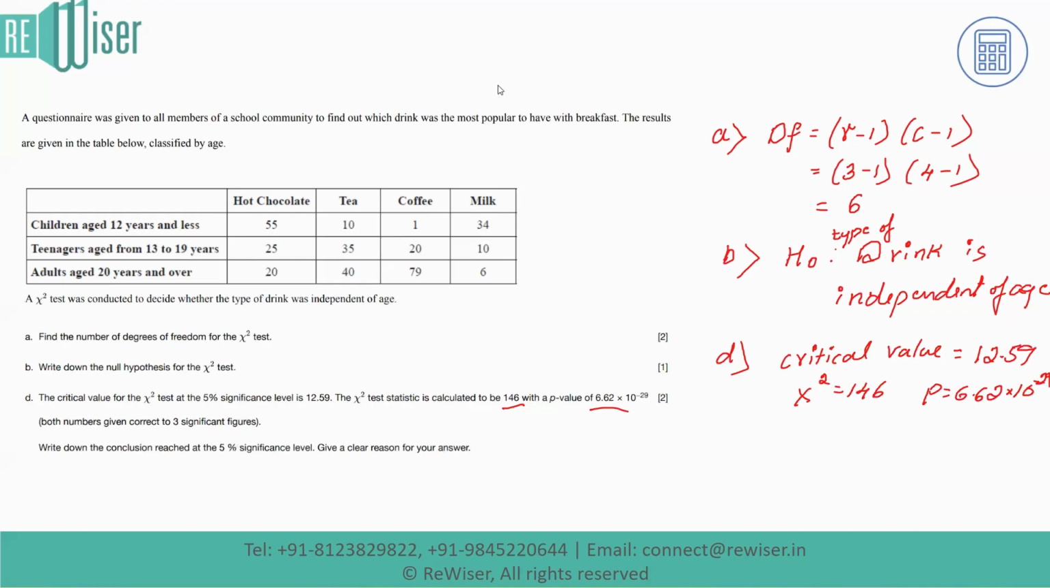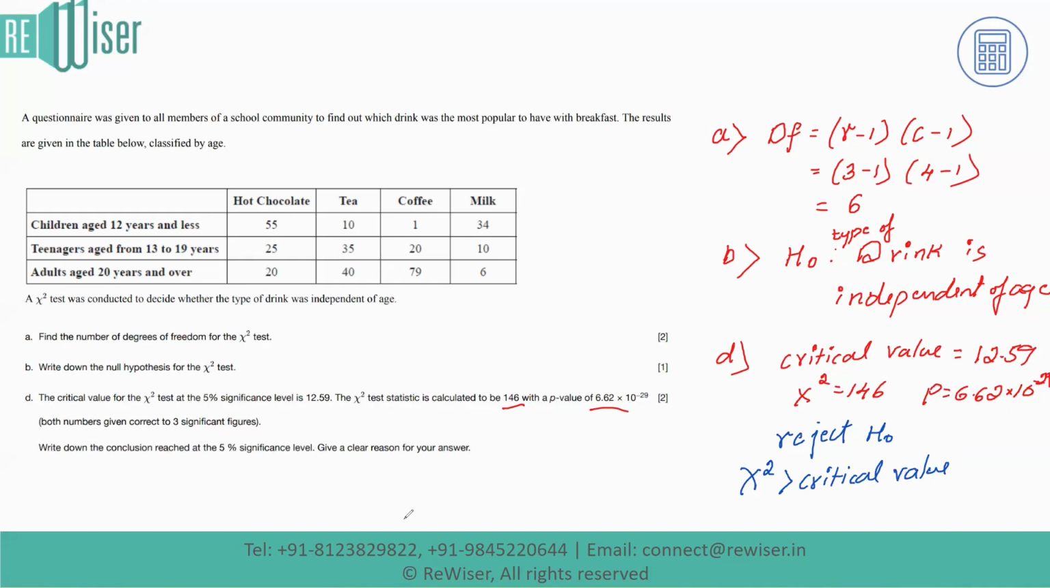Definitely we would reject the null hypothesis. The reason why we would reject it, we can state in 2 ways. One is that the chi-square value we have got, which is 146, is greater than the critical value. If I get any value greater than the critical value, we would reject it. So this is one way that we could say it.